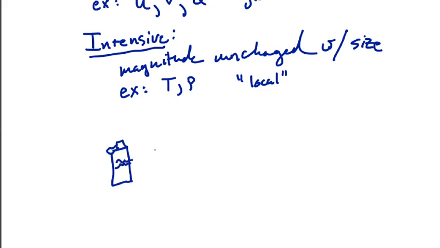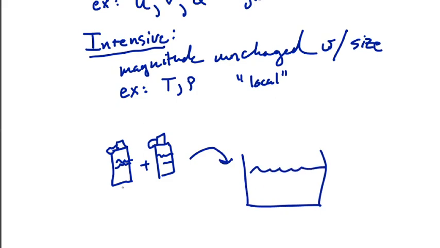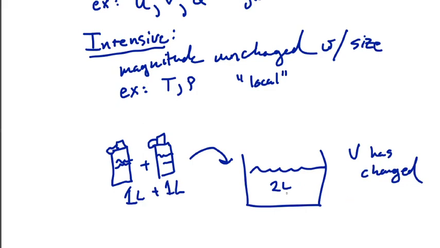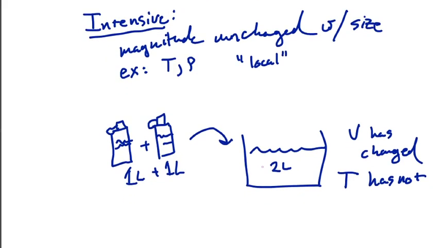As an example of intensive versus extensive variables, if I have a Nalgene of water here, and I take two of them. Nalgenes are a nice fiducial liter, and I pour them into a larger bucket of water. So here's 1 liter plus 1 liter, and I end up with 2 liters of water. The volume has changed, from 1 liter in each Nalgene into 2 liters for the combined system. But the temperature has not changed. The temperature in the bucket is still the temperature of either Nalgene. So the volume is an example of an extensive variable, whereas the temperature is an intensive variable.